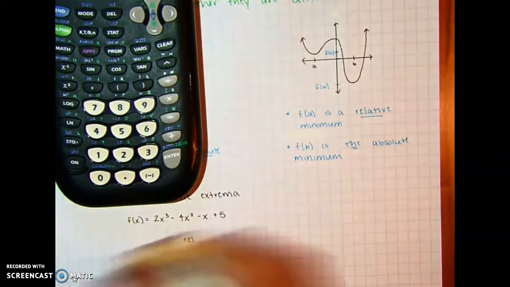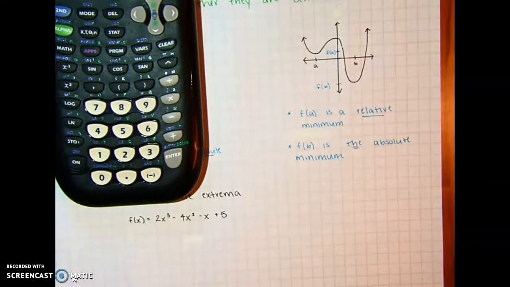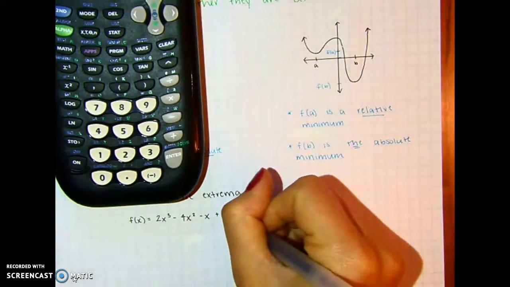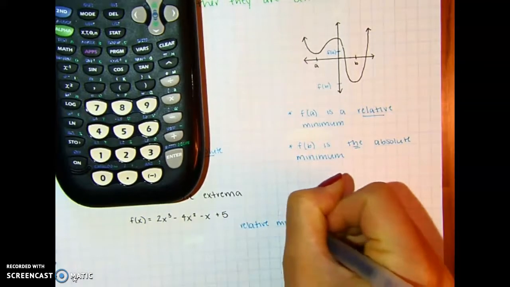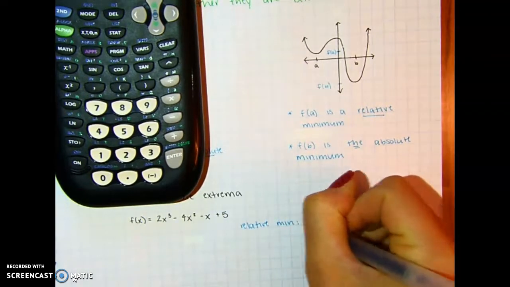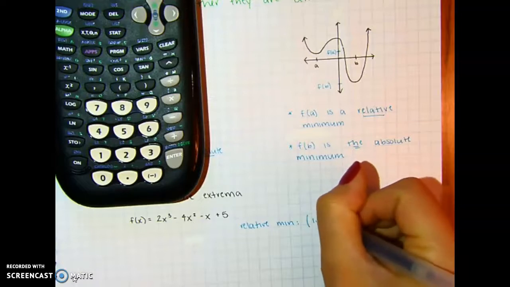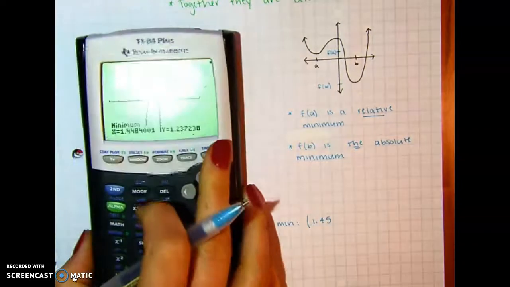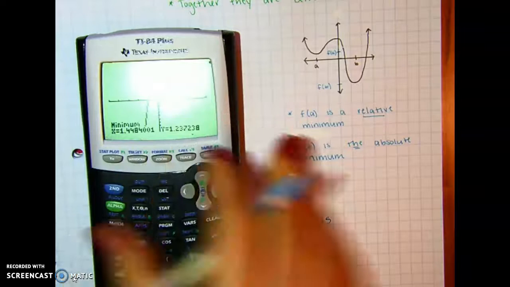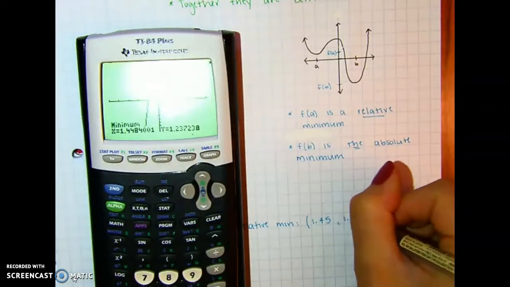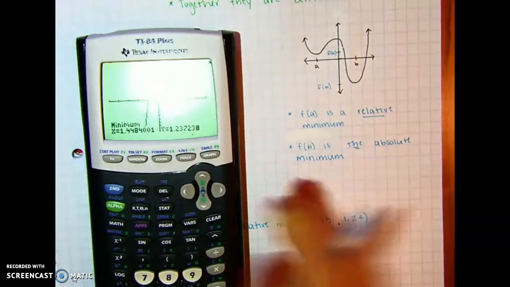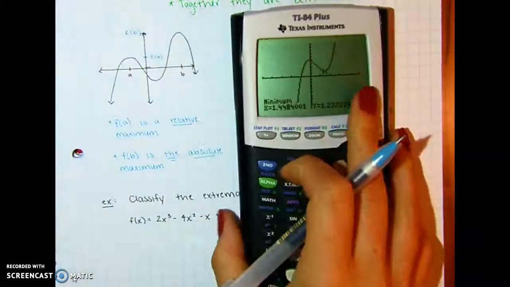oops, I want to do a color. Is 1.45, right? And my y value is 1.24, so I'm just going to round to the nearest hundredths. Now I want to do the maximum, so it's going to be very similar.